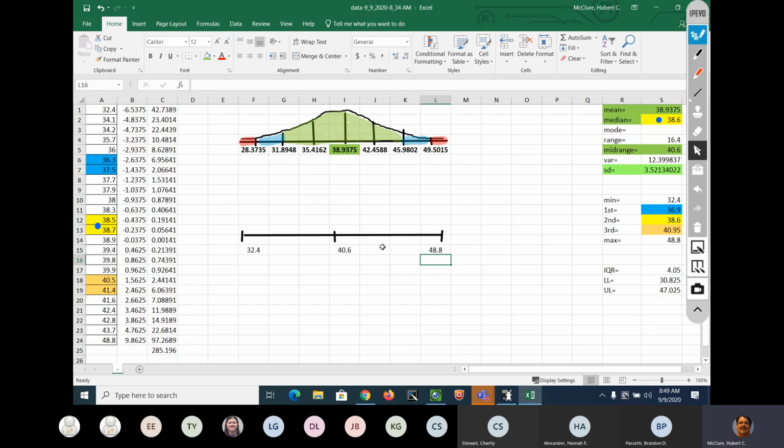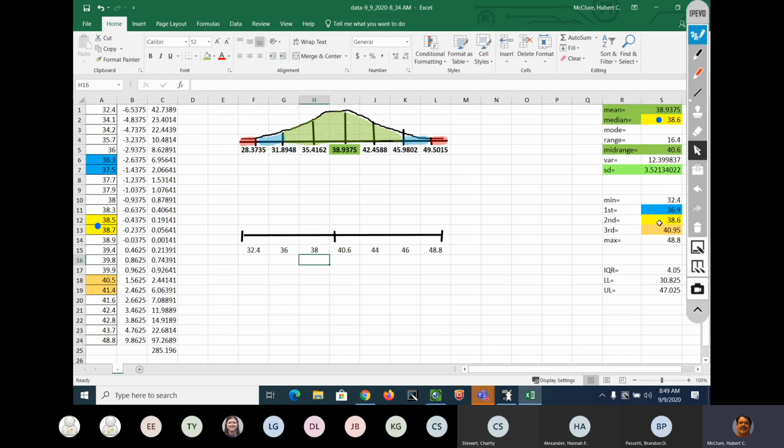And we got to graduate. So I'm going to say the middle right here. Let's see, 32 to 40 is 8. Half of 8 is 4. So that's going to be 36. And 4 here would be 44. And then half of this would be 46. I'm trying to do it the best way I can here, and that'd be 38.